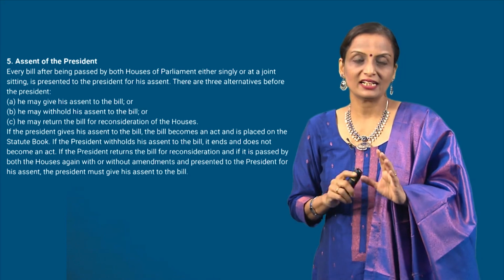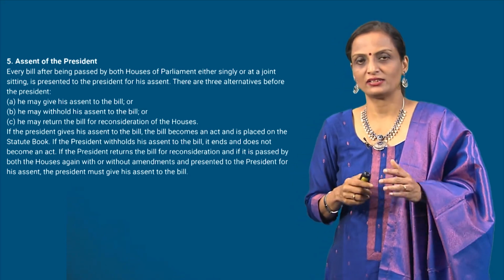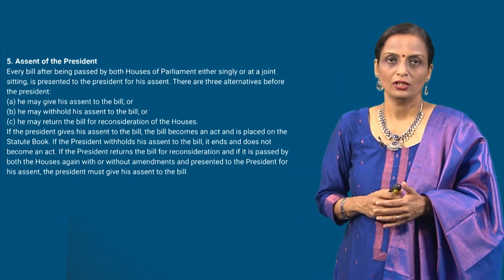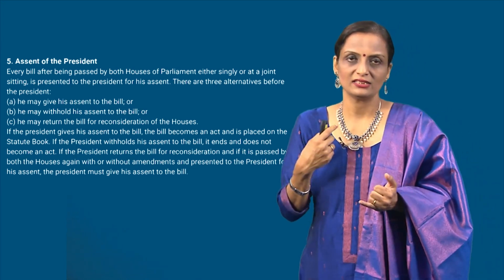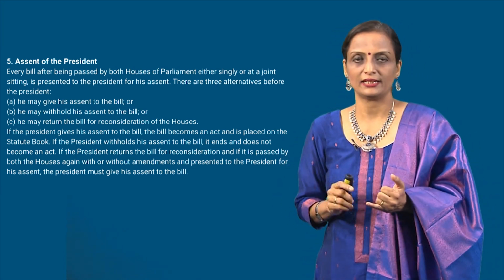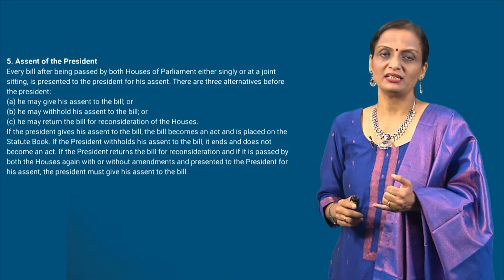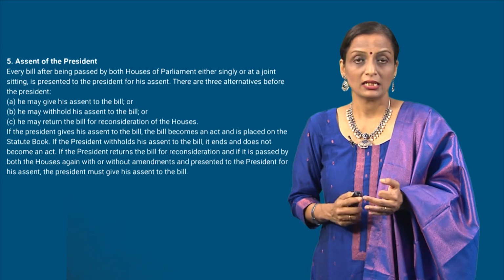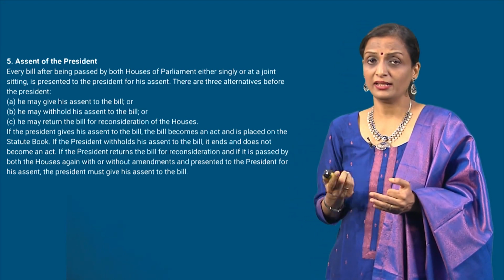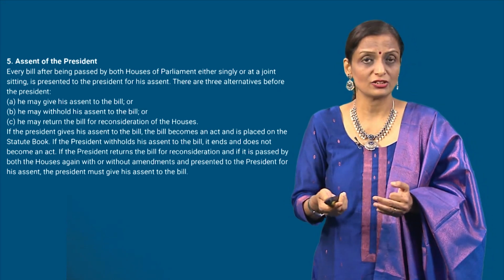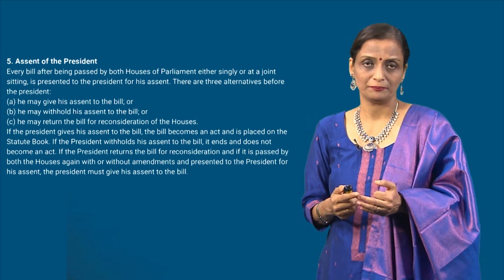So, you see there are three possibilities as far as the ordinary bill is concerned. Either he gives his assent without any questioning, or if he thinks that the bill should not be passed, he can withhold it. The third thing is he can suggest amendments and give it for reconsideration to both the houses of the Parliament.